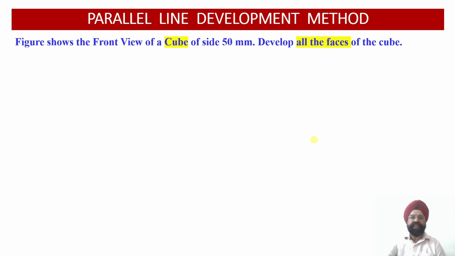In the earlier lecture, we had discussed the principles of the development of surfaces, and we had worked out different types of development techniques. The first technique we had discussed was the parallel line development method. In today's lecture, we are going to discuss a few basic examples of the parallel line development method and the radial line development method.